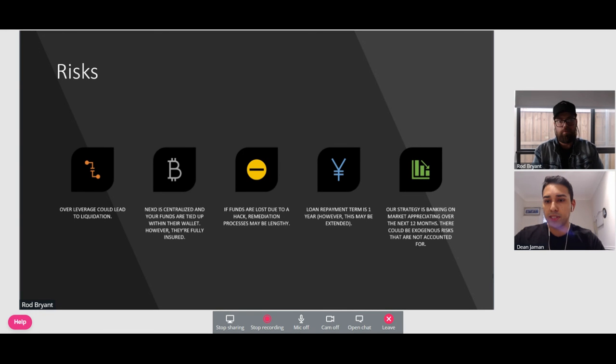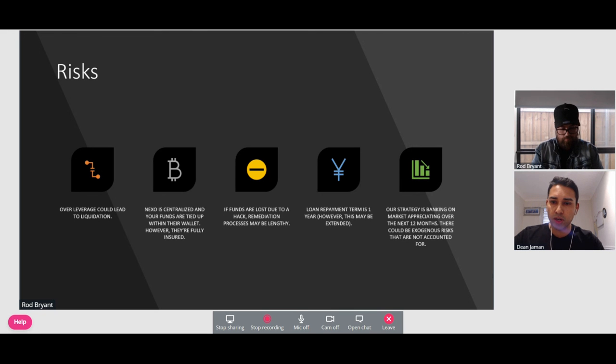The second one is Nexo is centralized. So if there was a hack, even though I should mention they're actually fully insured, insurance backed, so your funds are safe. However, even though the funds are safe, if they get hacked, there's a bit of time where the remediation procedures will take time. So there's still a risk there.